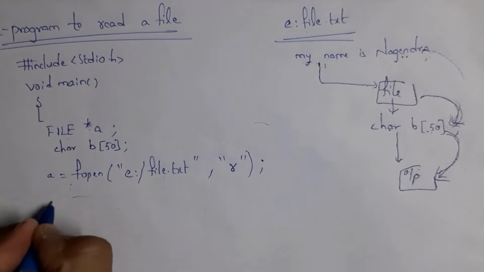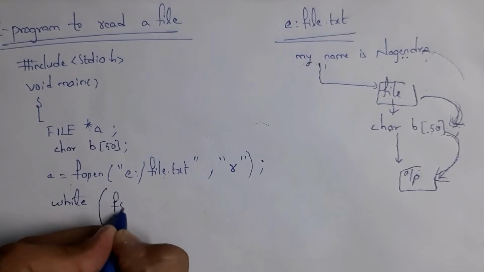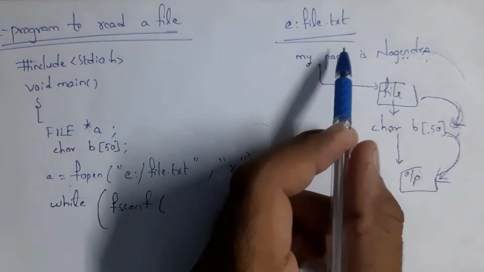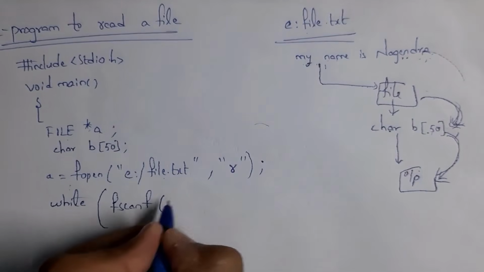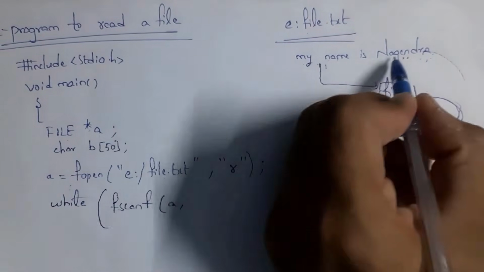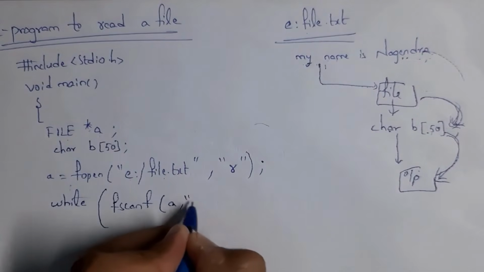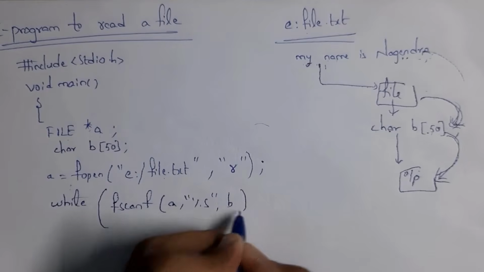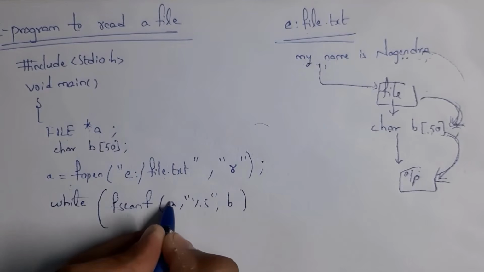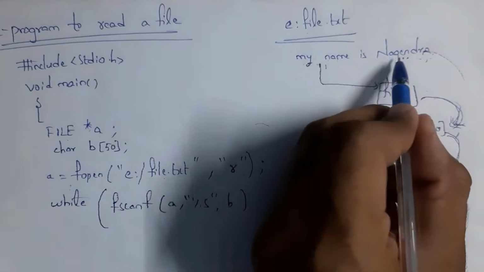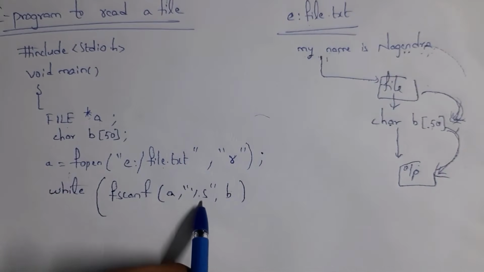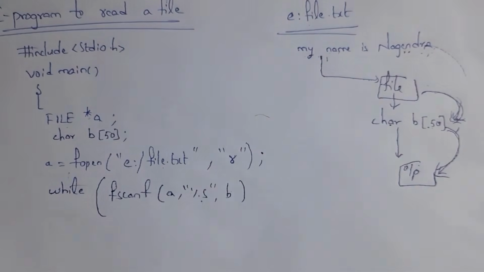Now open a while condition, while fscanf. By using fscanf, we can transfer file information from A to B. So here we need to write address A, comma, and all these are strings, so we need to write %s, comma B. By writing this, we can transfer the file information, my name is Nagendra, from file A to B. Here I wrote %s because all these are string characters.